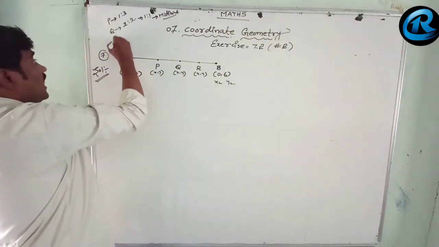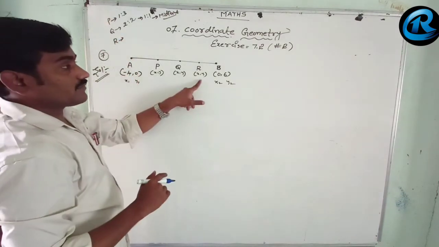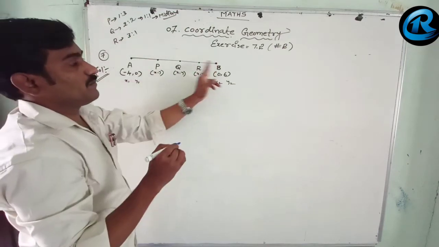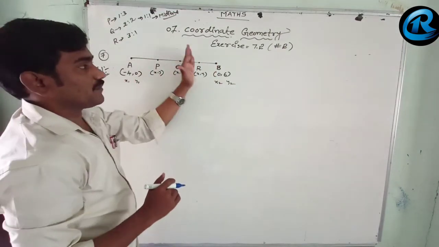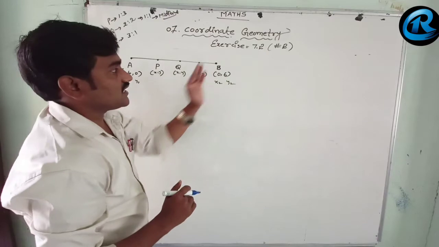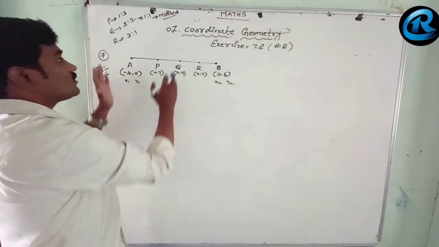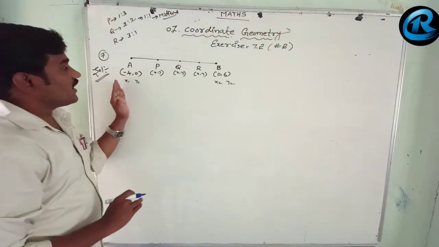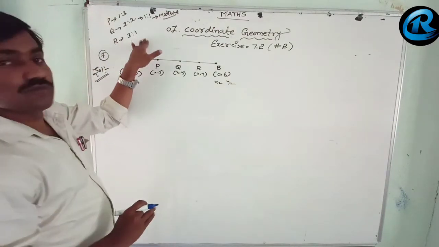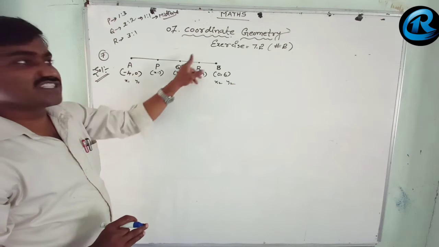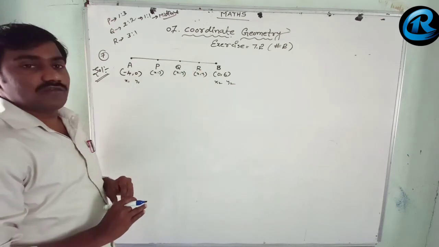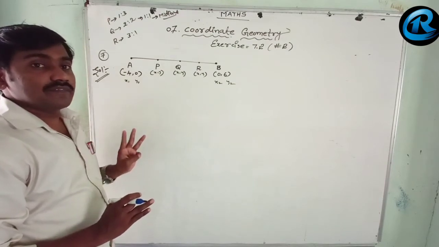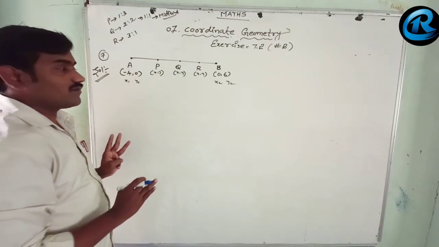Then let us see. R will divide the AB line segment 3 is to 1 part. R left side there are 3 equal parts. R right side there is 1 equal part. So R divides the AB line segment in the ratio 3 is to 1. We have x1 y1 x2 y2 m1 m2. By using the section formula we can find out the R value. That means 3 times we have to use the section formula.